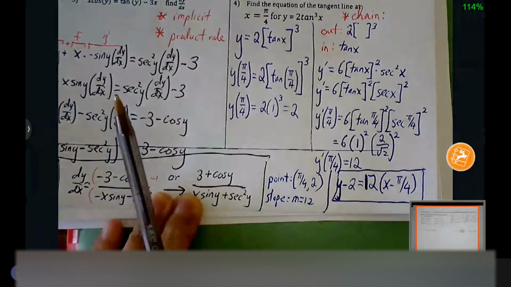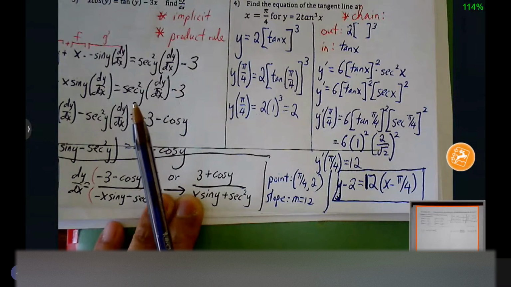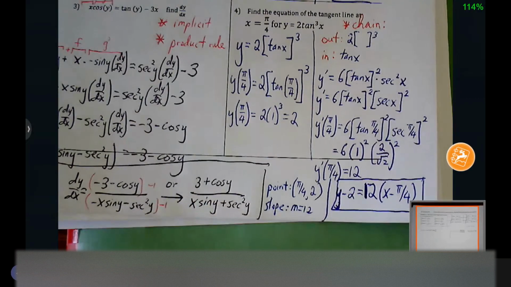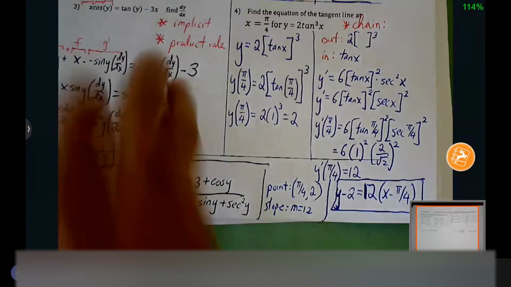Okay. Any other questions with number 4? Anybody still need to look at number 4? Okay. All right. Back page.